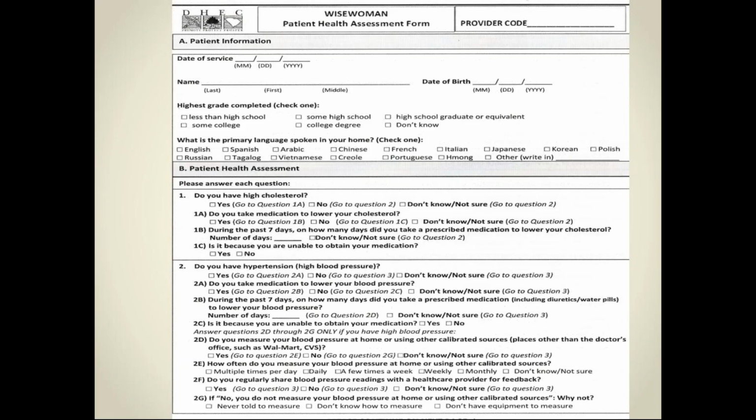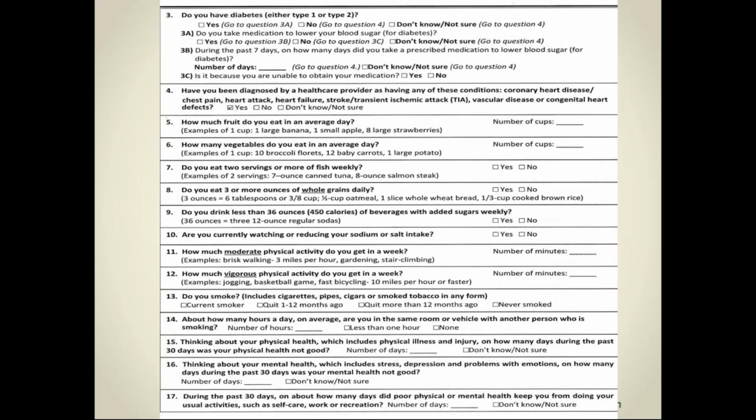And once again, these are requirements from the CDC, so that's why we need this information. And like I say, if the patient answer is no, then it's skipped to question 3. And on page 2 of the health assessment, next page, we have question 3 through 17.